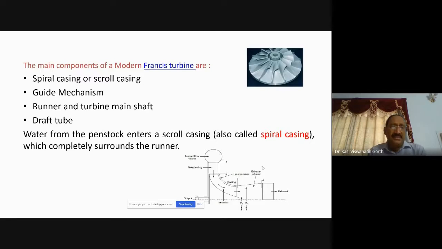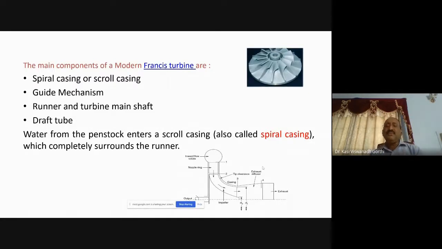Then a main shaft for the turbine runner and the runner, and a draft tube which is provided at the exit of the runner. From the penstock, water enters the scroll casing. This is the first step. Water enters into the casing from the penstock, as it was done in the case of impulse type turbine.